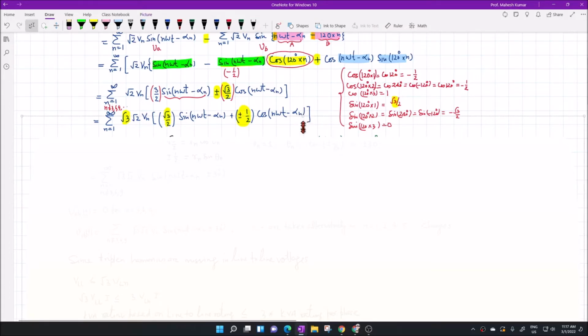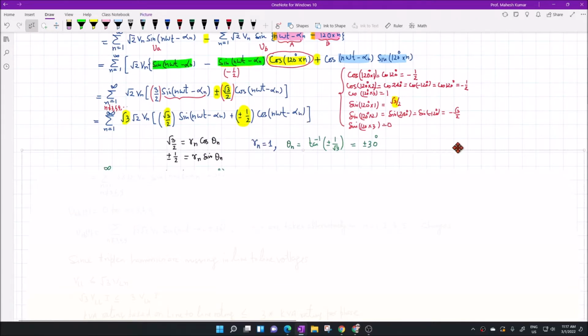Okay, now we will simplify this term. Let us call root 3 by 2 as Rn cos theta n, and plus minus half as Rn sin theta n. Then we will square and add, we will get Rn equals 1. Dividing sin by cos, we get theta n equals tan inverse of plus minus 1 by root 3, that means plus minus 30 degree. So this is the value of theta n.